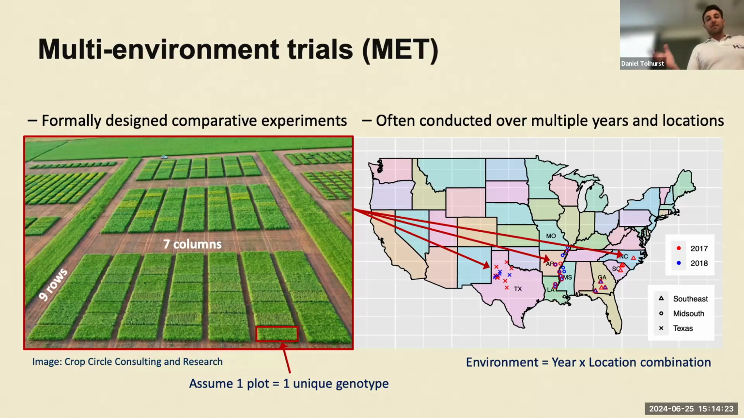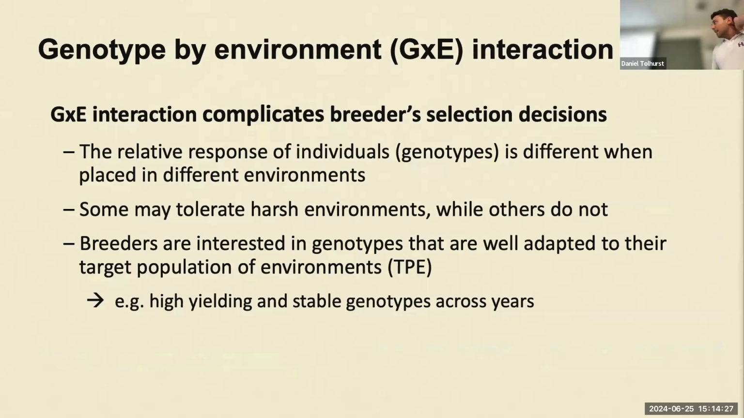And that's where this G by E comes about. G by E is essentially the relative response of different individuals to different environments. So you may have some of those genotypes that do particularly well in Texas, but when they're placed in Mississippi, they don't perform as well, maybe in terms of yield production. And so you might have this re-ranking of the order of the genotypes when they're placed in those different environments.